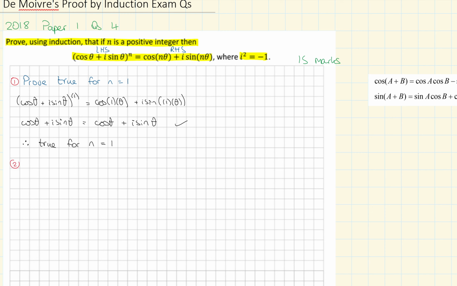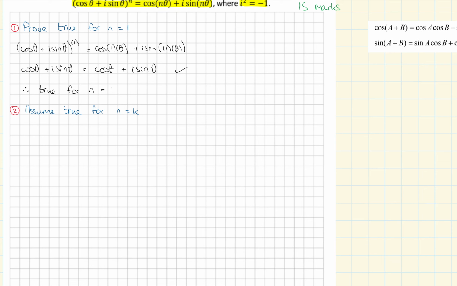Step 2 then, we're going to assume true for n equals k. So we get (cos theta plus i sine theta) to the power of k equals cos of k theta plus i sine k theta. Okay, we'll come back to step 2 in a second.